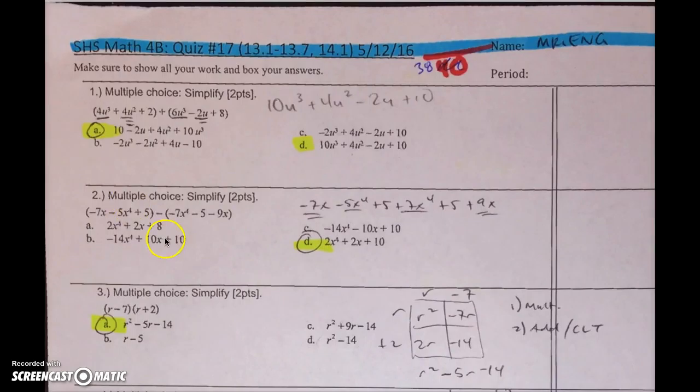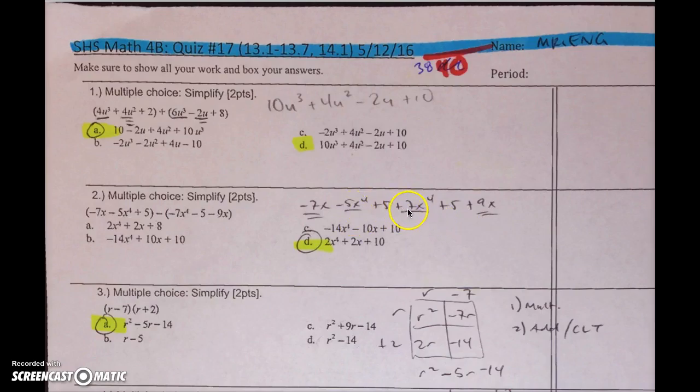Question number 2, it says the same thing, tells you to simplify. And here you have the math operation that's a negative, or subtracting, which means you need to take this and change all of these math operations and do the opposite. Or you can also think of it as distributing a negative 1. So that becomes a positive 7x to the fourth, that becomes a positive 5, and that one becomes a positive 9x. And then you just combine like terms.